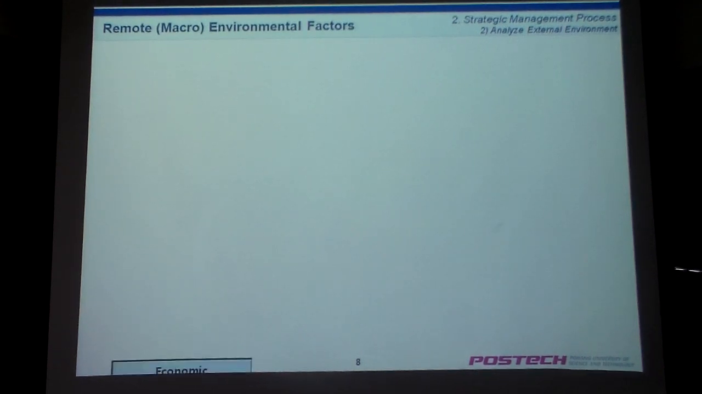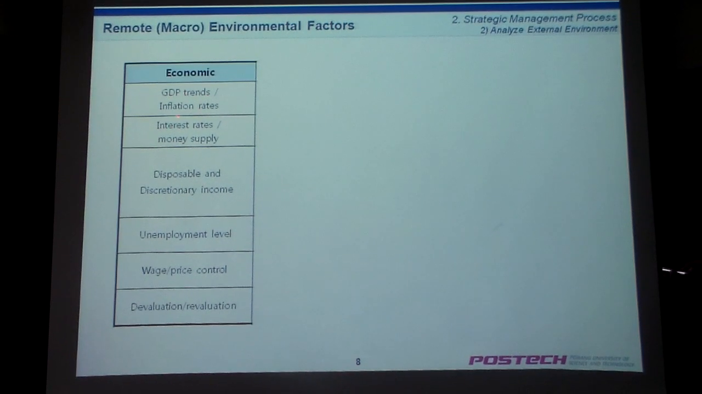Remote microenvironment factors. There are economic factors, for example, GDP trends, inflation rates, interest rates, money supply, disposable and discretionary income, unemployment level, wage and price controls, and devaluation and revaluation. So there are many economic factors, and you have to look at them.